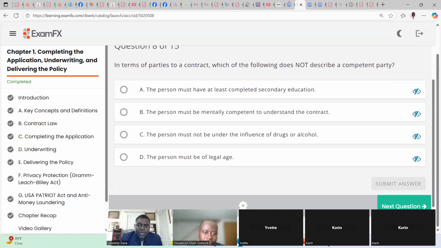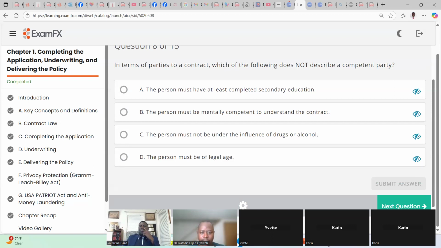Oluwatosin, you want to read this one? Okay, sir. In terms of parties to a contract, which of the following does not describe a competent party? The person must have at least completed secondary education. The person must be mentally competent to understand the contract. The person must not be under the influence of drugs or alcohol. The person must be of legal age.